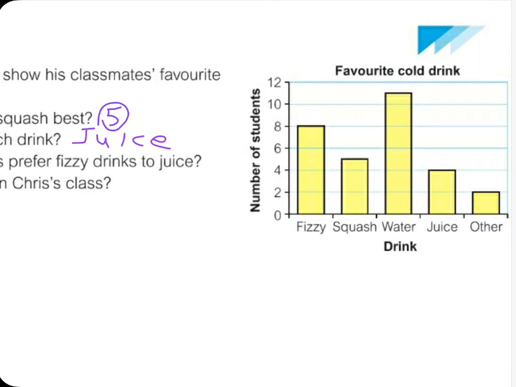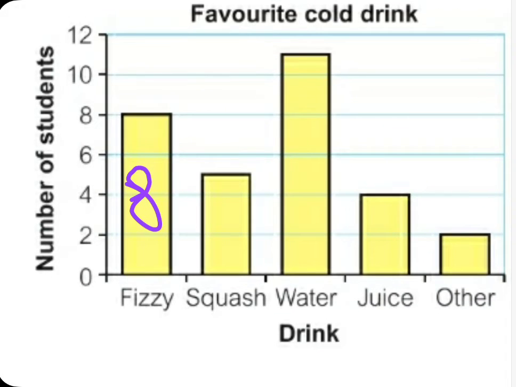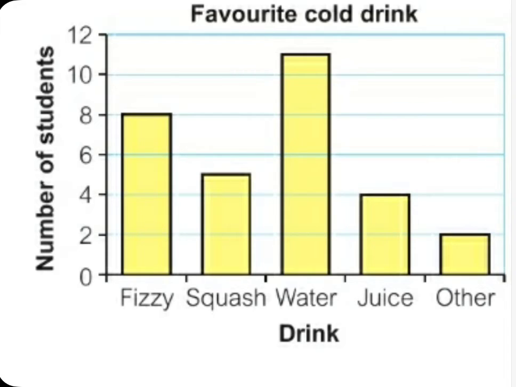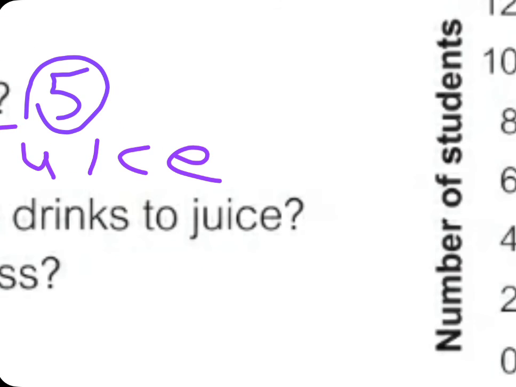Fizzy drinks, we have, very good, 8 students. And juice, we have 4 students. So the difference between them is what? It's 8 minus 4. So the answer will be 4. Good job. So we take this answer and write it in front of the question. The difference between fizzy drinks and juice is 4. Good job. We write it here.